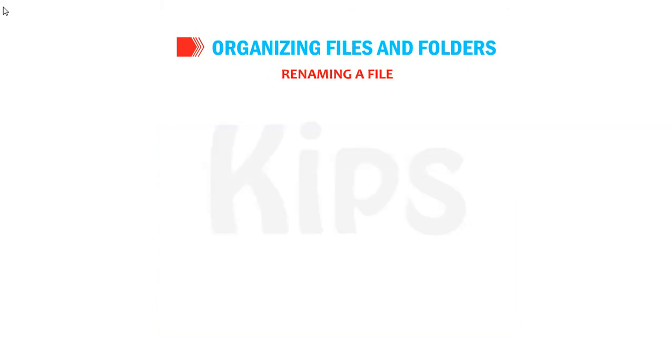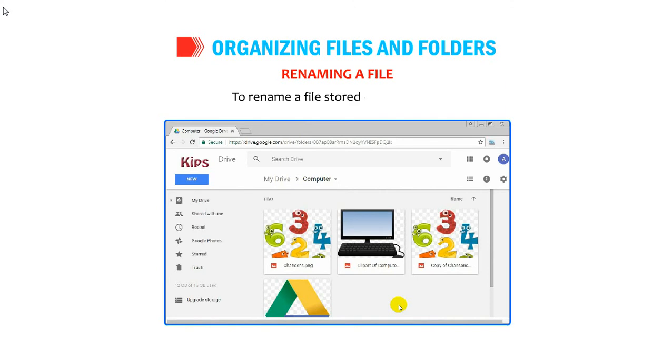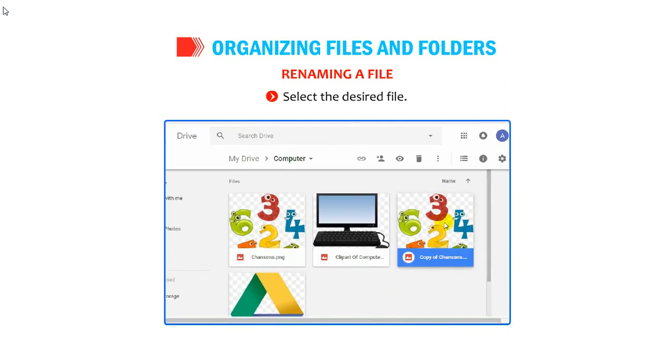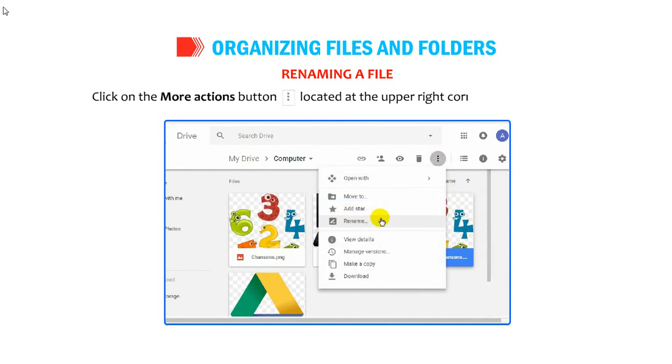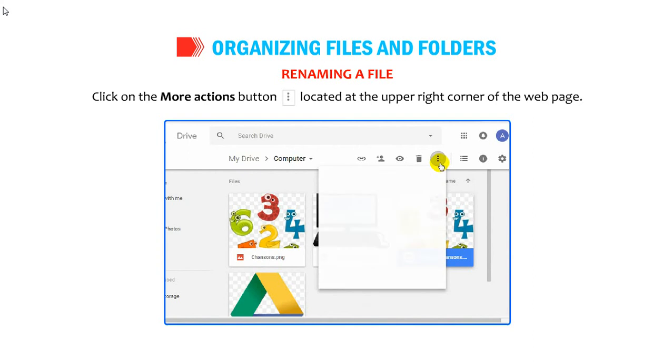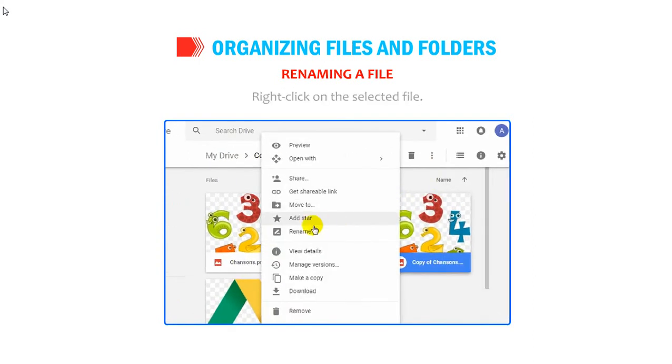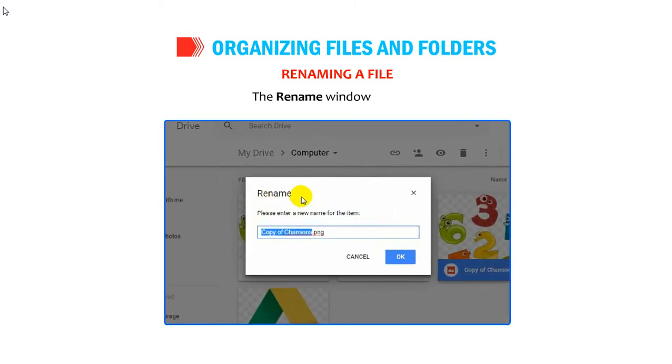Renaming a file. To rename a file stored on your drive, select the desired file. Click on the More Actions button located at the upper right corner of the web page, or right-click on the selected file. Select the Rename option from the displayed list of options. The Rename window appears. Specify the new name for the file and click on the OK button.